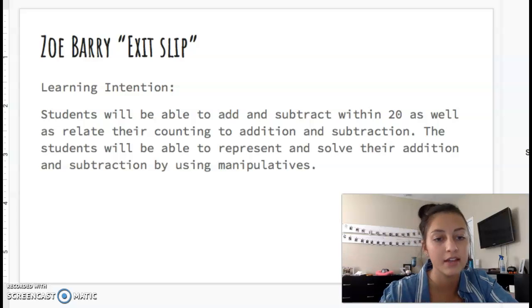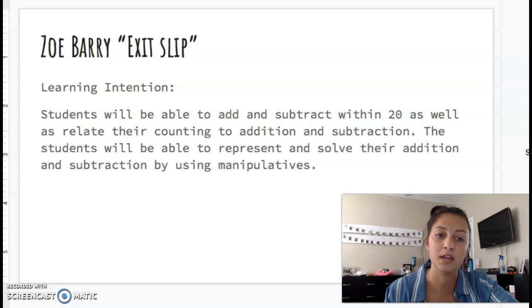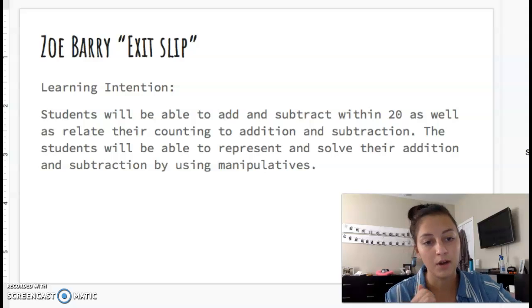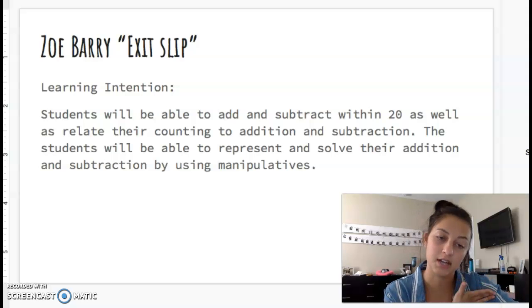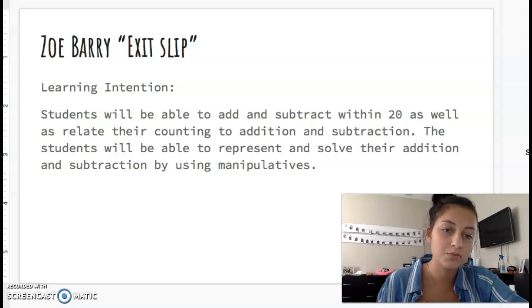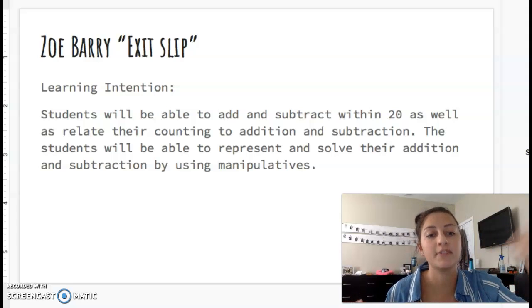They will work together in partners to come up with 5 equations or 5 addition or subtraction problems using those manipulatives, whether it be they put all 10 of their objects together and they take away 1, 10 minus 1 equals 9, and so on. So the students will come up with 5 equations together in their partners, but they will each write them down individually.